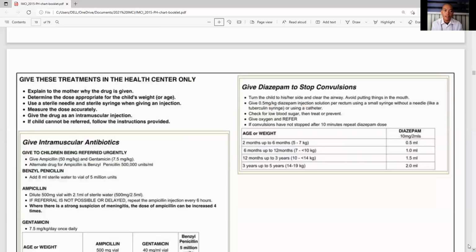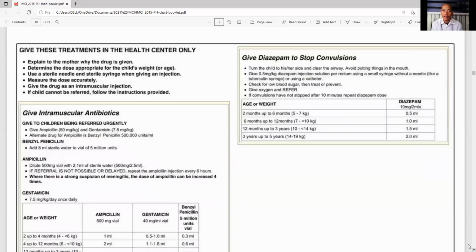The instructions are all in your manual. Give these treatments in the health centers only. Okay, if it is available. Remember, if your patient is convulsing, give diazepam. Okay, inject, turn aside to clear the airway, avoid putting things in the mouth. 0.5 diazepam, give oxygen and refer. If unconscious, stop 10 minutes. So ito yung mga age, weight. This is the indication.